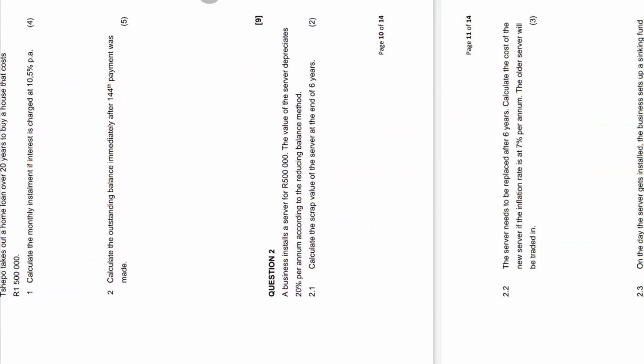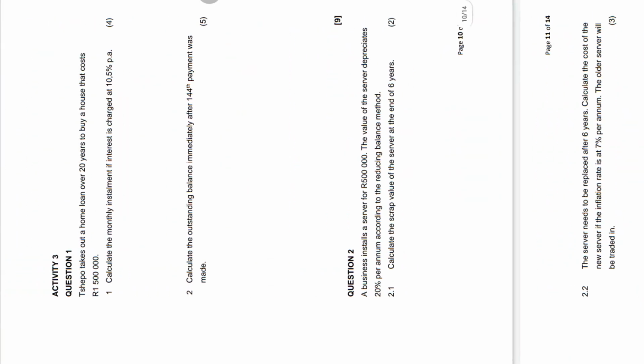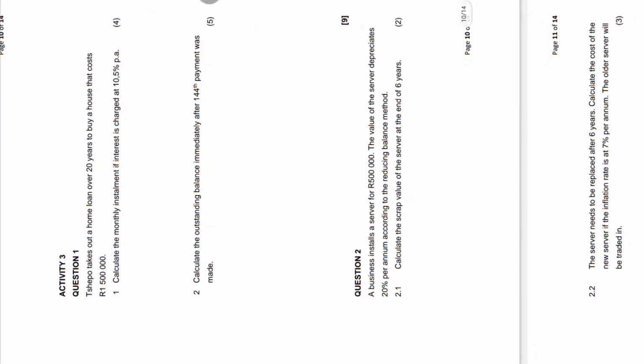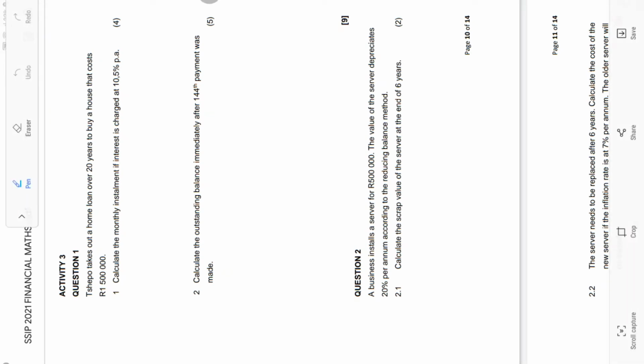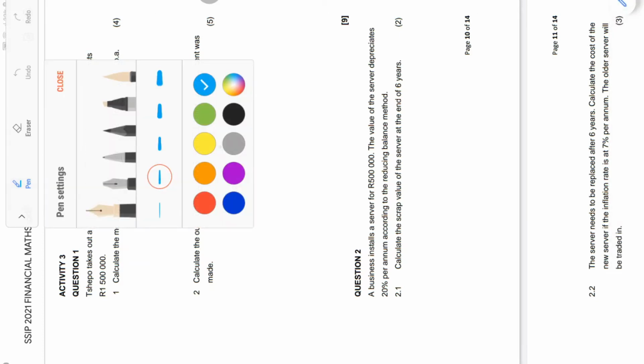So question one of our activity number 3. Tepo takes out a home loan over 20 years to buy a house that costs 1,500,000 rands. It's a loan. Calculate the monthly installment if interest is charged at 10.5% per annum. So it's a loan. We use our present value formula.